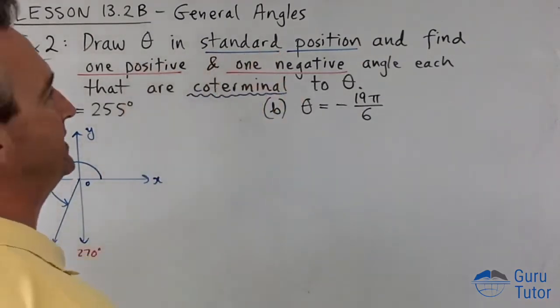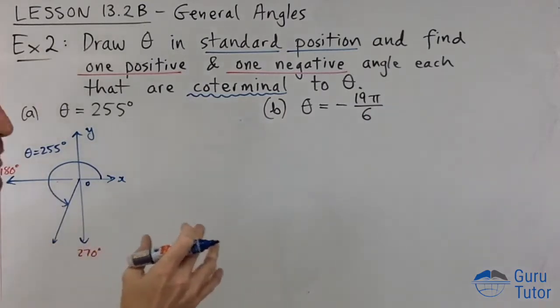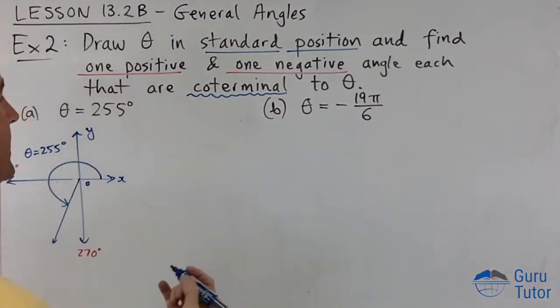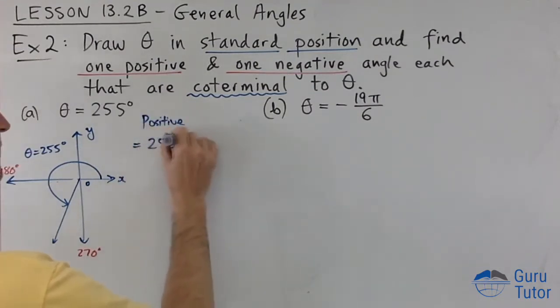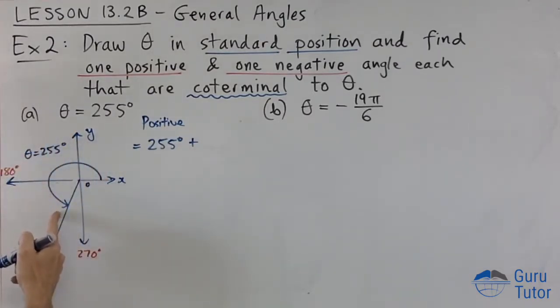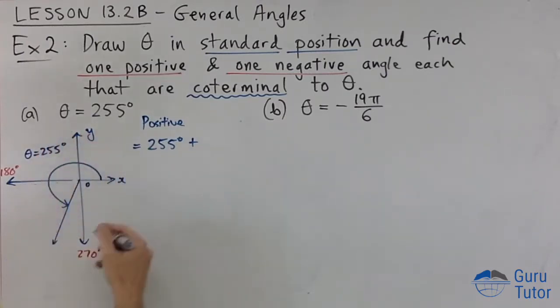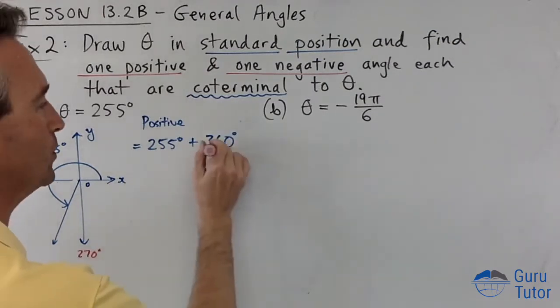Theta in standard position. Now what we're going to do is find an angle that is positive and also coterminal to this one. All we do here is just add or subtract multiples of 360, so we end up in the same position, but the number will be different. To get another positive angle that's coterminal with this one, we're just going to go around one more time. Add 360, we just add another full revolution, and that's all we're doing.